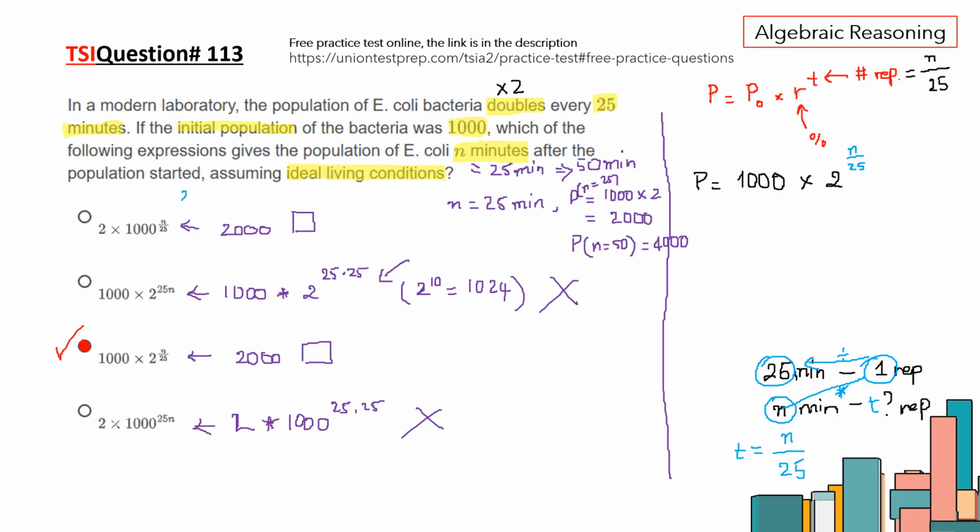Now if you plug in here, 2 times 1,000 to the power, you square it, and it's really big. It's not 4,000, so this one is not. Now check this one. You have 1,000 multiplied by 2 to the power of 2. That is exactly 4,000. So this one is the correct answer.